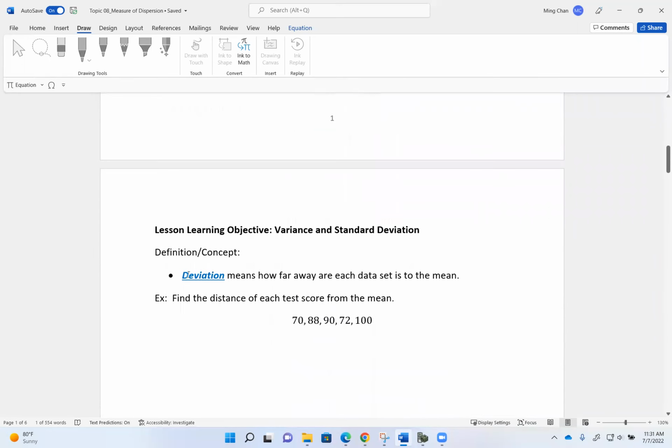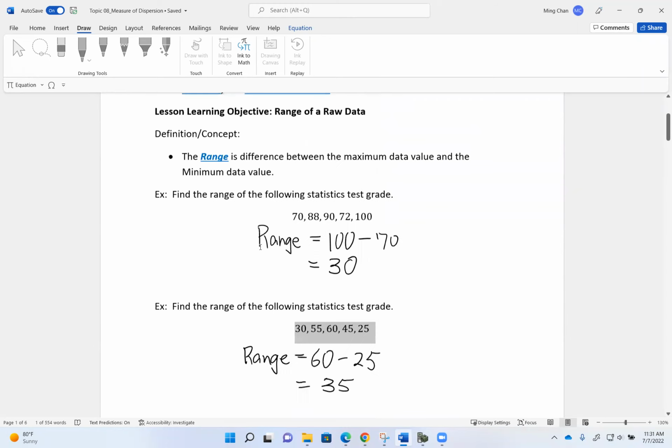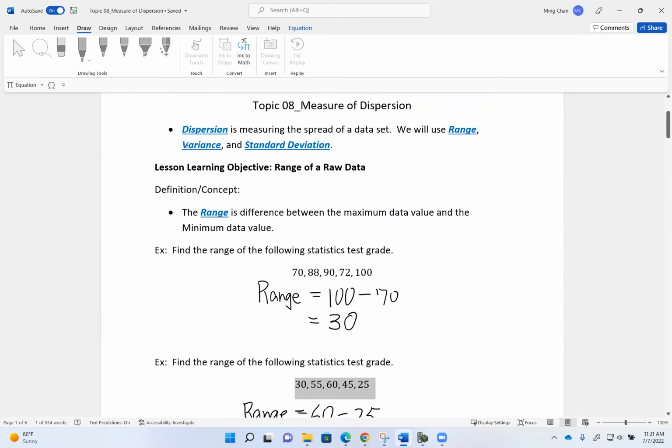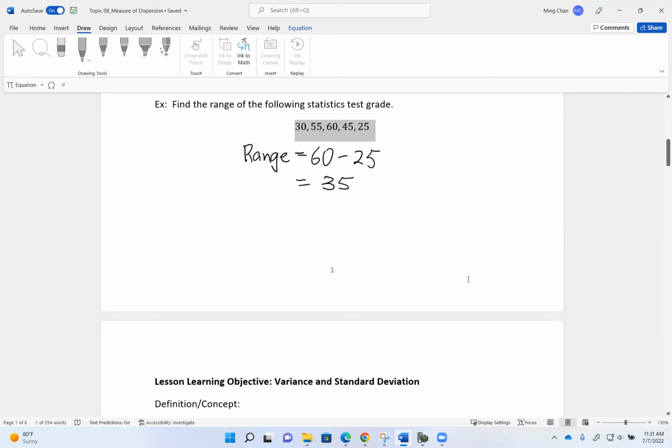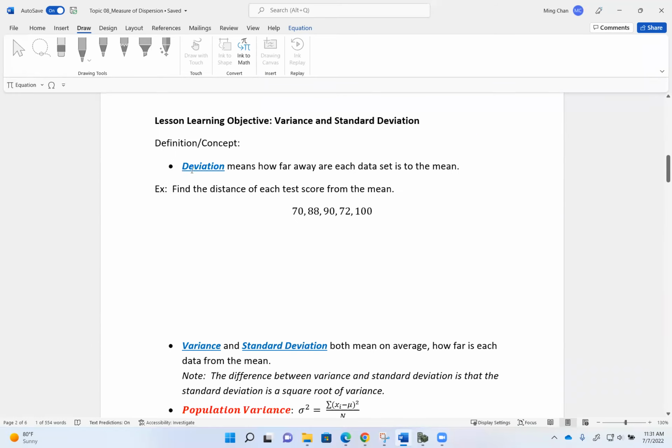The word deviation is actually another way to talk about the spread of the data. The word deviation means how far away each data value is from the mean. It's talking about the distance to the mean of your data. So find the distance of each test score.